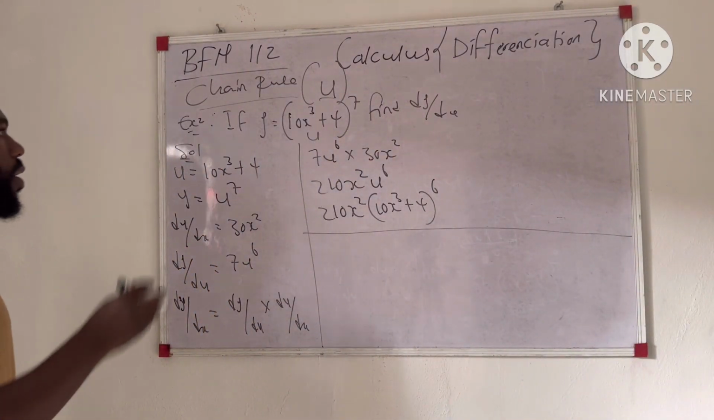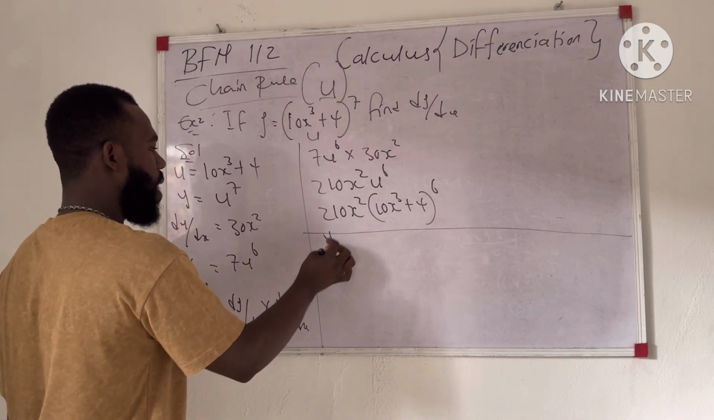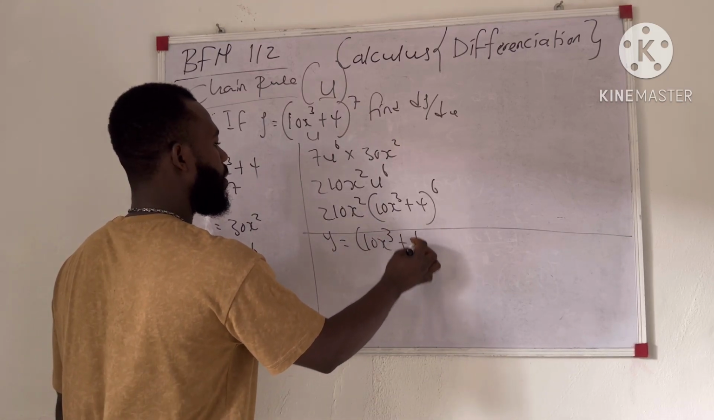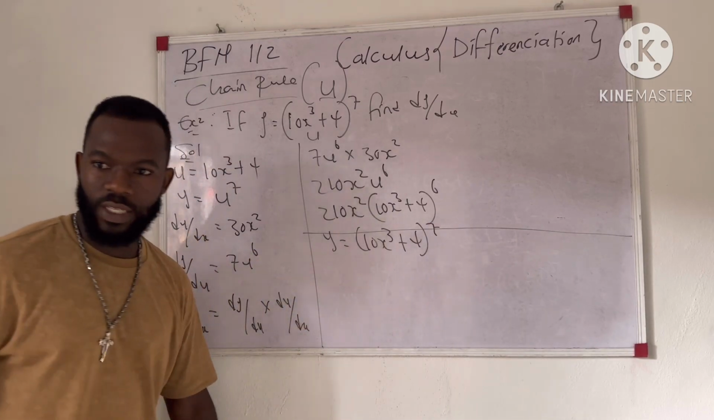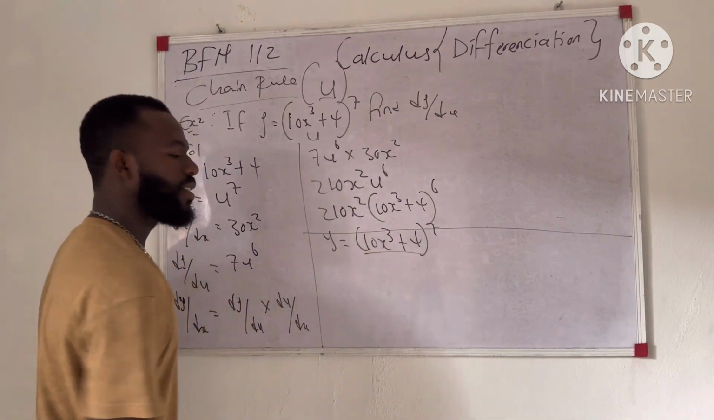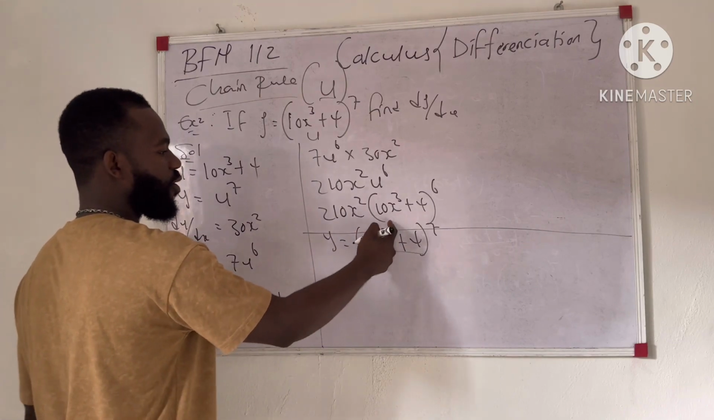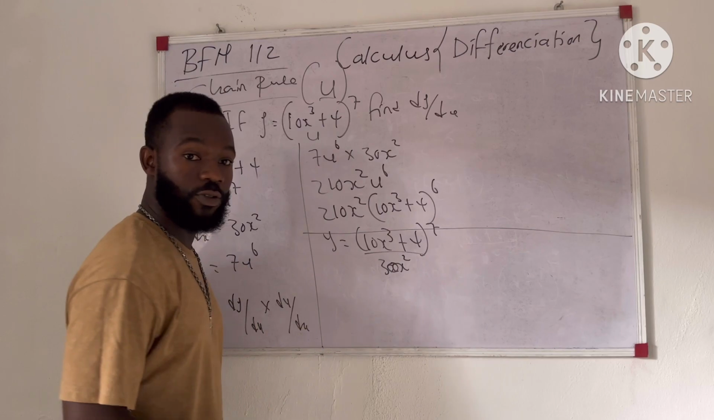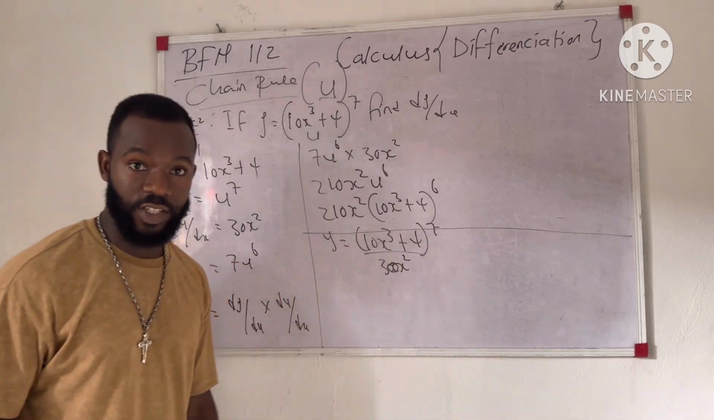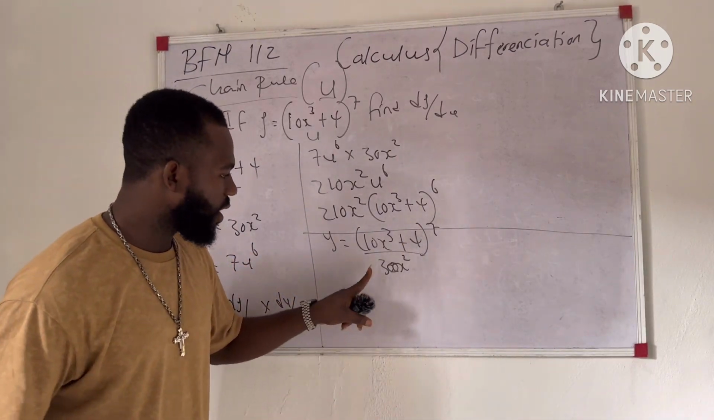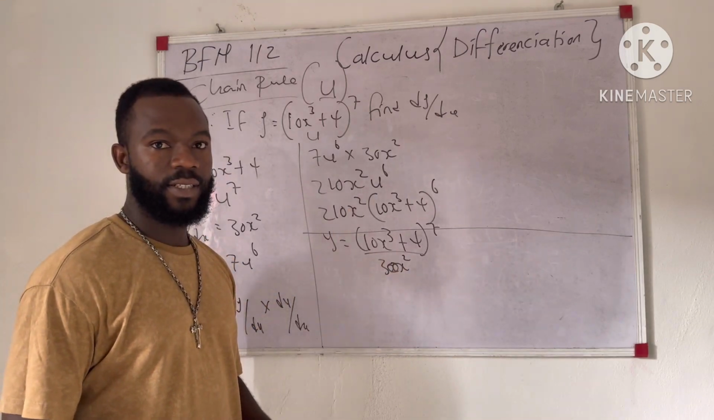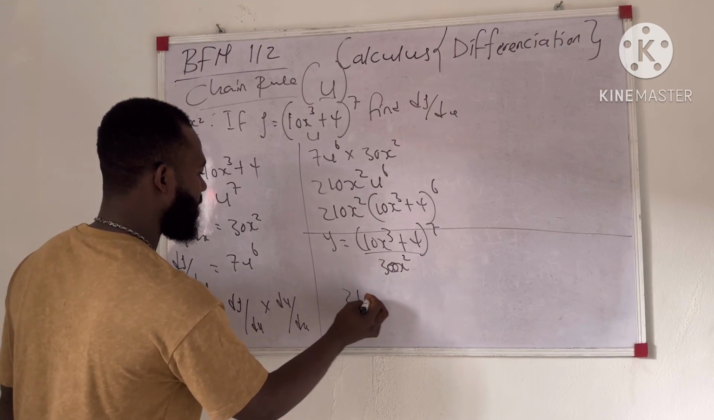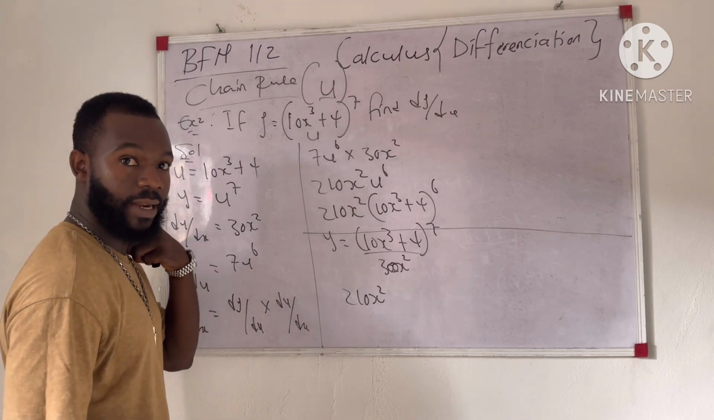And how does that work? The question was y equal to 10x raised to the power 3 plus 4, raised to the power of 7. So what did I say we do? Differentiate everything inside the bracket. If I differentiate 10x raised to the power 3, I'm going to get 30x raised to the power 2. And if I differentiate 4, I'm going to get 0, so I don't need to write it. This 30x raised to the power 2 will multiply 7, which gives us 210x raised to the power 2.